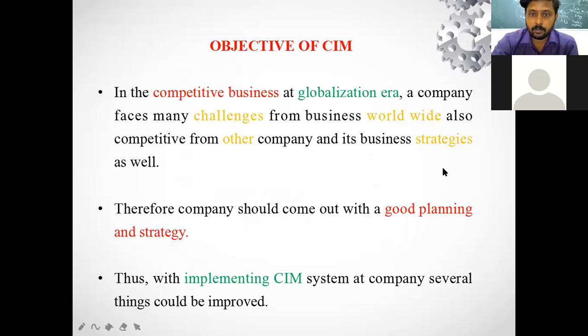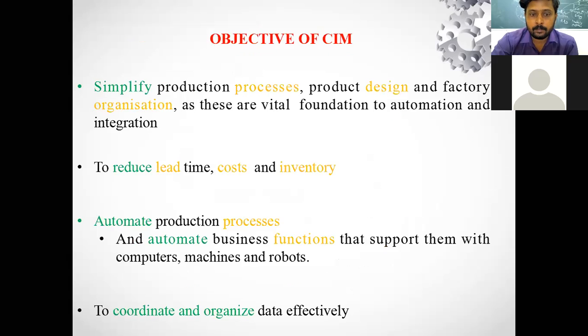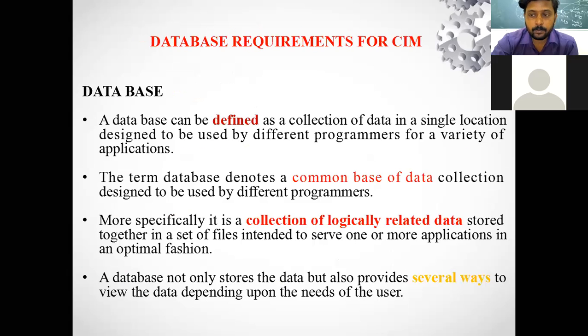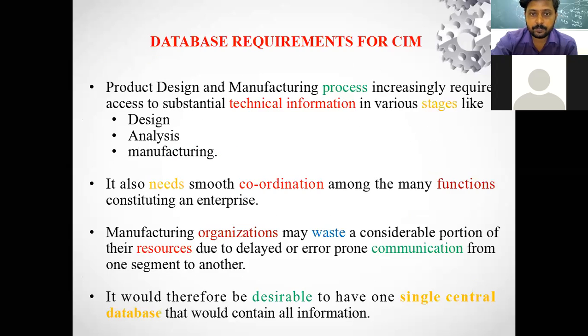Then we have already discussed the objectives of CIM, I guess, and the database requirement, which is a very important part of computer integrated manufacturing. Whenever you are going to implement such a thing in an institute, an organization, a shop floor, or an industry, you have to use the database. Database is the most important part of any computerized system, because you are storing the data and retrieving the data. So that is why database is of very much importance. We have already discussed this.